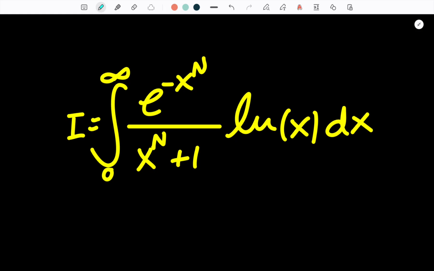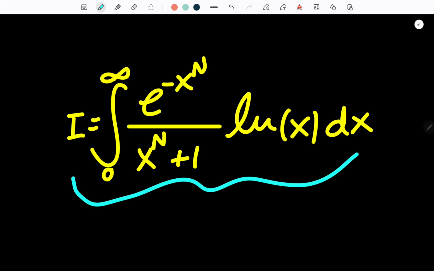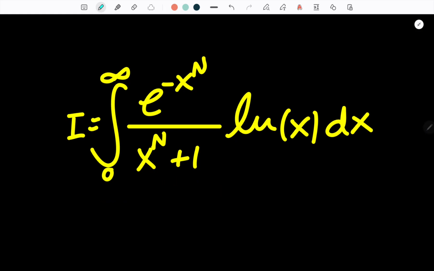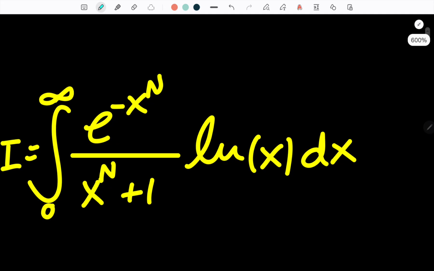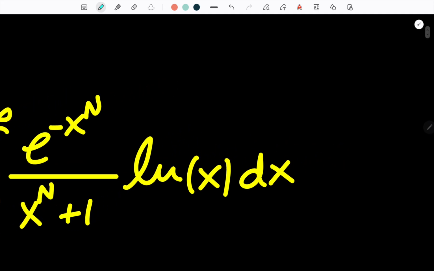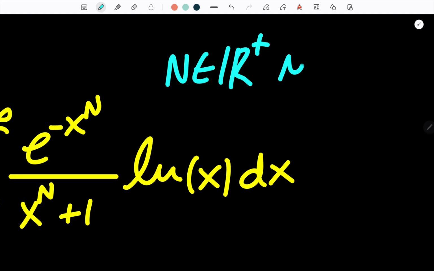Okay, and the first day back, I thought, why not do a hard integral? A generalized integral, in this case. Now, what is n? Well, n is a constant. And I want to take n to be an element of the positive real numbers, implying that n is greater than 0. There we go. That is n.